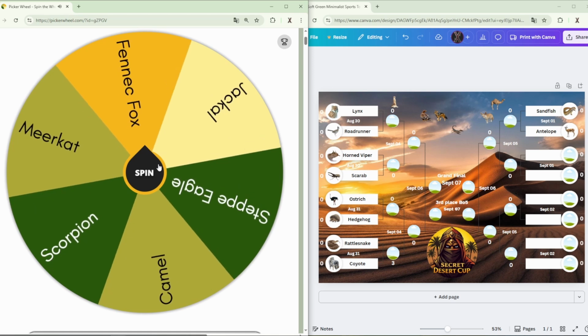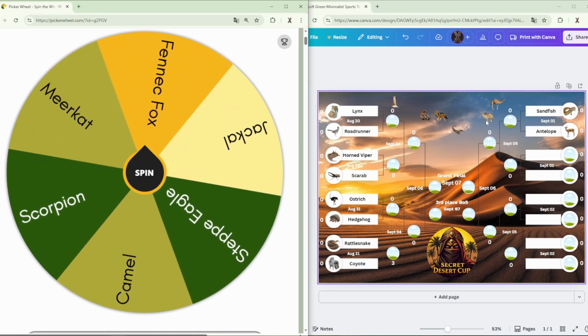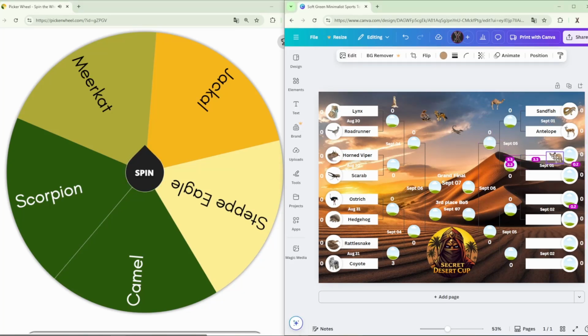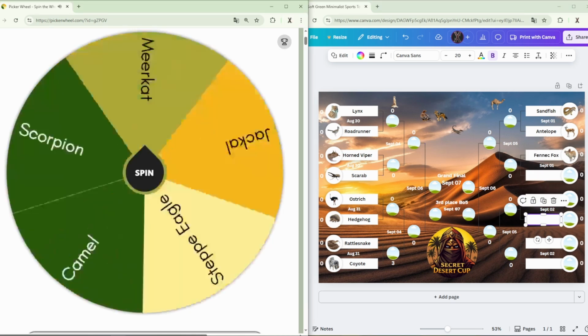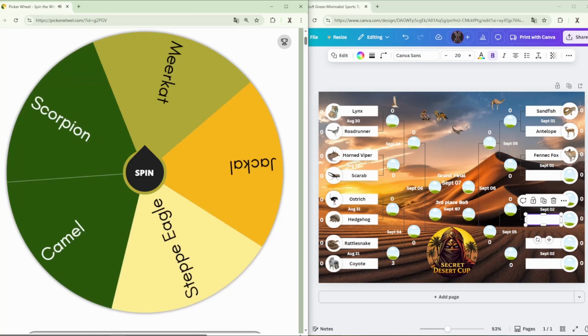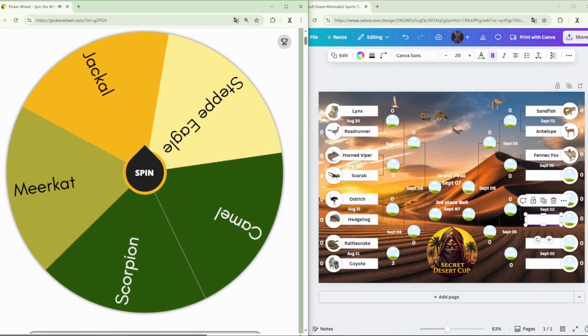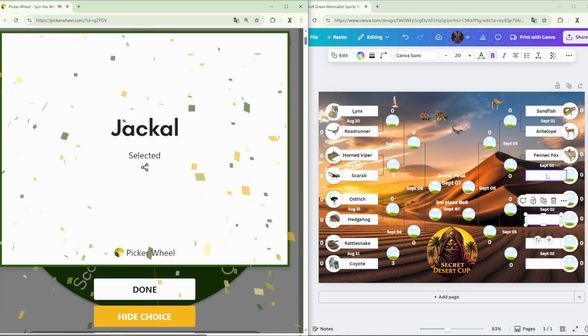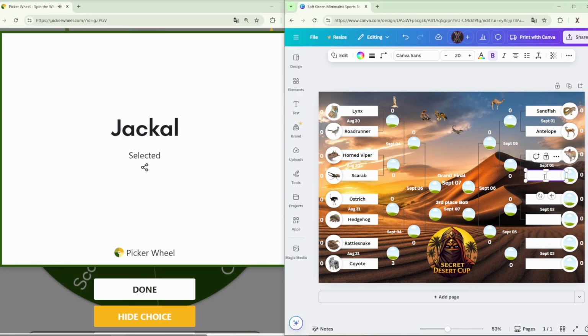Second match for September 1st will be the Fennec Fox. That is this little cutie here. And his opponent. Fox, that's Dizzy? Yeah, I'm afraid Dizzy's not playing. But let's find an opponent anyway. It will be the Jackal. Alright. That is this one.